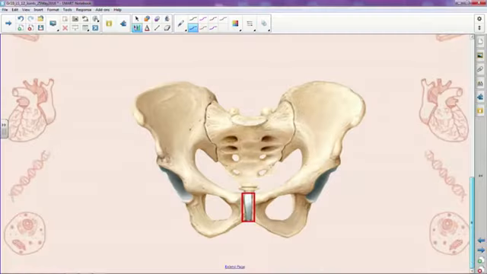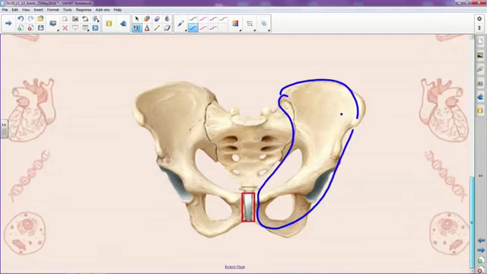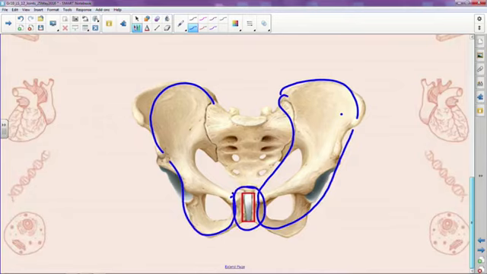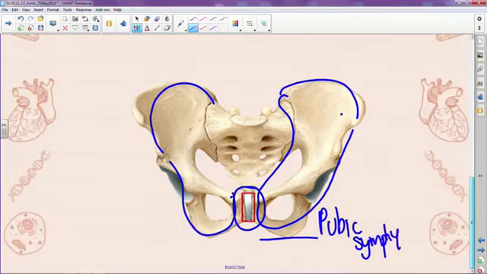I have this slight movement available to me. I'm also going to see it here in my pubic symphysis. My hip bones, I have two hip bones and two sides, and they need to join. And here in the middle where the red is, that is where it needs to join. My pubic symphysis.